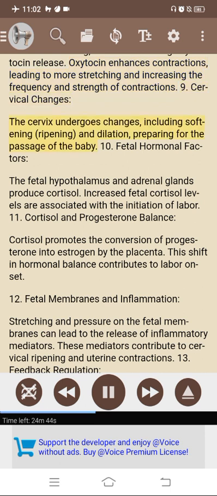9. Cervical changes. The cervix undergoes changes, including softening, ripening, and dilation, preparing for the passage of the baby. 10. Fetal hormonal factors. The fetal hypothalamus and adrenal glands produce cortisol. Increased fetal cortisol levels are associated with the initiation of labor.